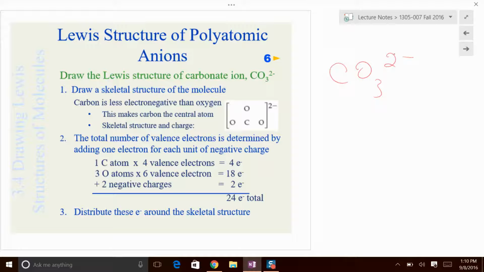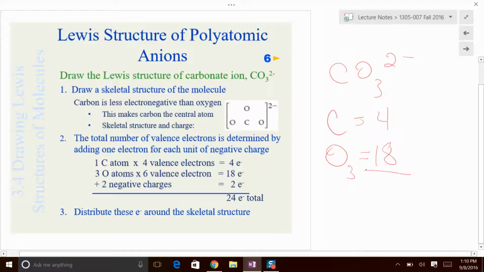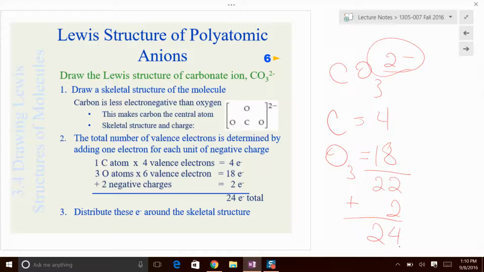That's what it means. Okay, so carbon has 4 valence electrons. Oxygen has 6, 6 times 3 is 18. 18 plus 4 is 22. Now, because it has a negative charge, I need to add 2 more electrons. Plus those 2 extra electrons, so my structure should have 24 electrons when I'm done. Okay?